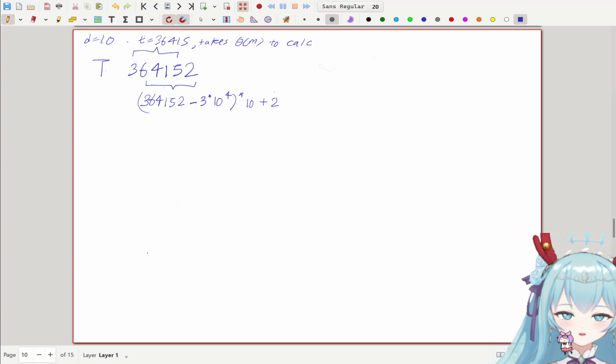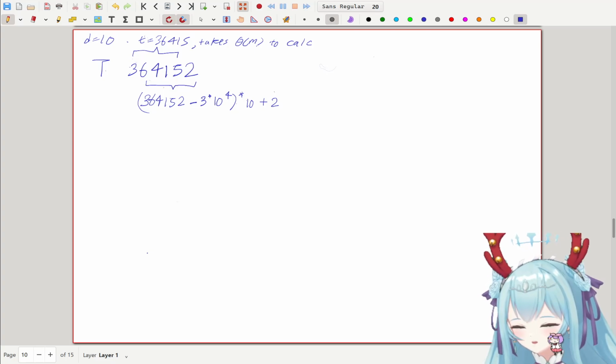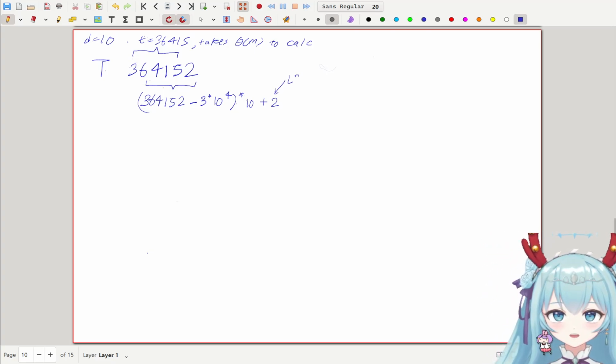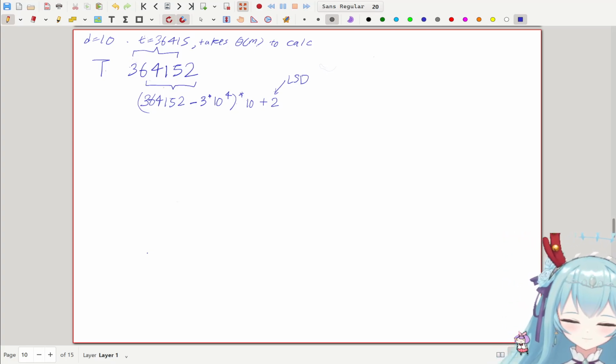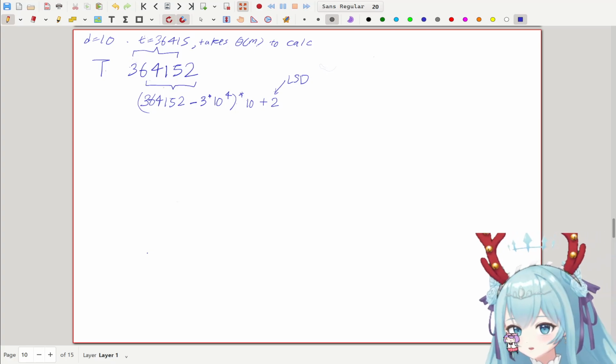Yeah, so this will be your least significant digit, LSD is your least significant digit. Okay, so how do we translate this into code?